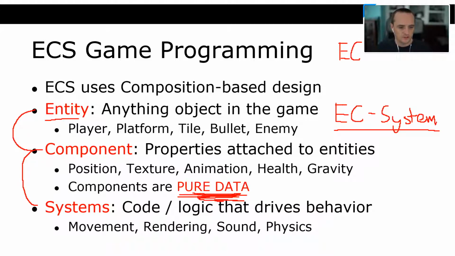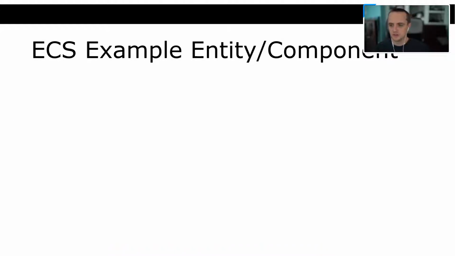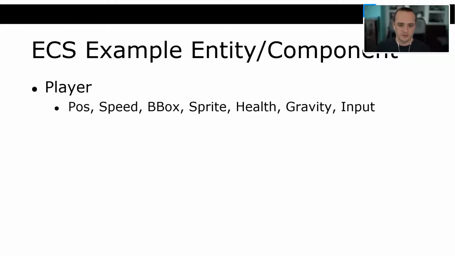So in this course, all the components will store is data, and there are no functions that contain any logic within a component. I know that's a little bit confusing, but essentially there are two types of entity component game programming paradigms. One is ECS and one is EC. That's what I'm calling it. And we're doing ECS. So just some examples that I said before. Here's some example entities.